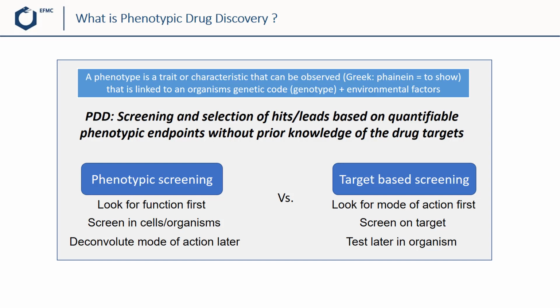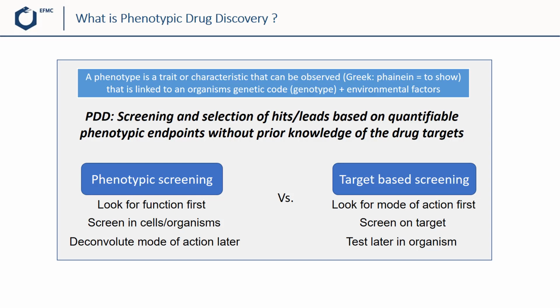This is in contrast to a target-based screen, where you would look for a mode of action first and then just screen on that target, and only later, after optimization, one would test the compound in an organism. In this webinar, we will focus on small molecules, while a phenotypic drug could also be a peptide or an RNAi.